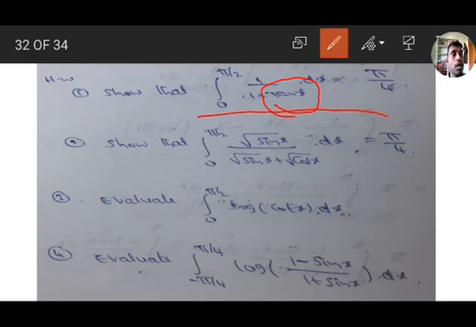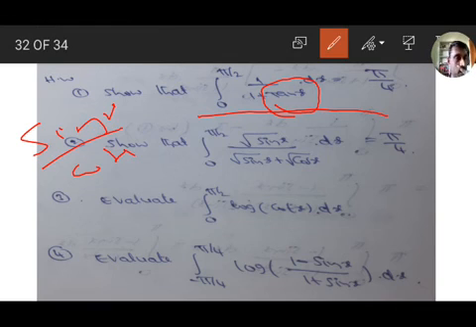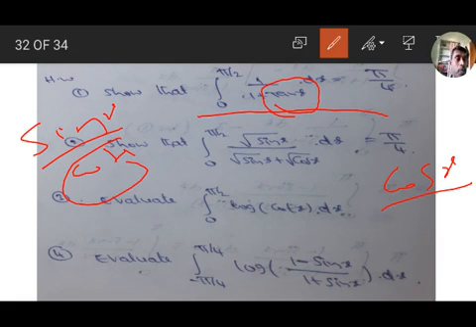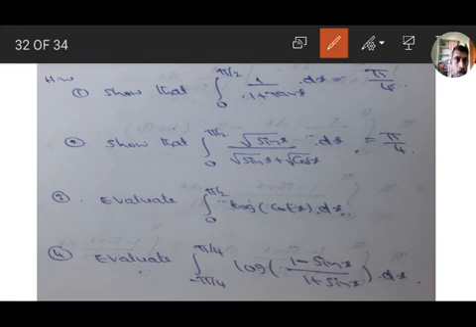Tan x can be written as sin x by cos x, and taking the LCM, the function becomes cos x by (cos x plus sin x), integrated from 0 to pi by 2. Apply the property that the integral from 0 to a of f of x dx equals the integral from 0 to a of f of (a minus x) dx. Second one: show that the integral from 0 to pi by 2 of square root of sin x by (square root of sin x plus square root of cos x) dx equals pi by 4.